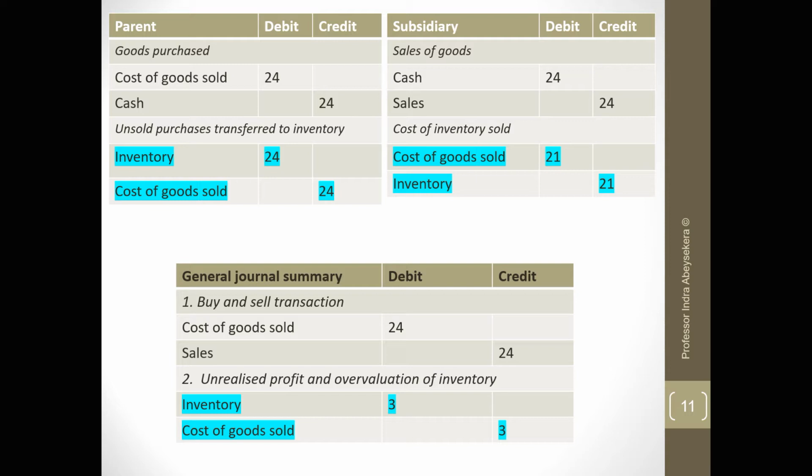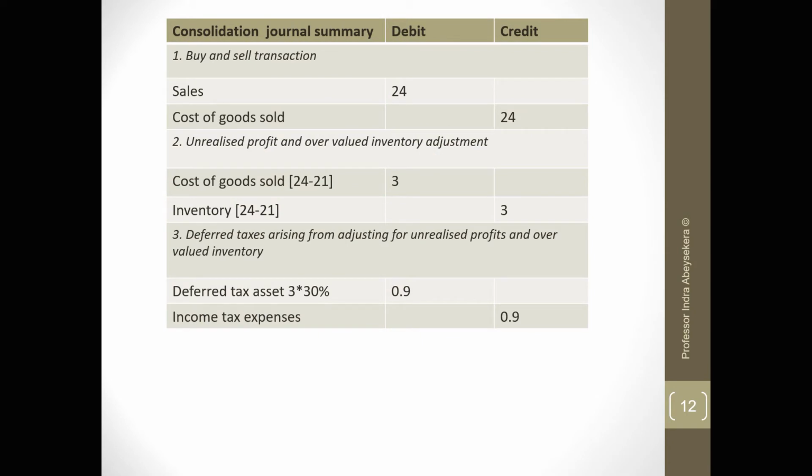These are the entries. So with debit sales 24 and credit cost of goods sold 24, and for the unrealized profit and overvaluation, we credit inventory 3 and debit cost of goods sold 3. So note that the unrealized profit is debited to cost of goods sold, as we can see from the general journal entries. Because inventory carrying value has decreased now, that becomes a deductible difference, and the deferred tax asset of that is 0.9, and the income tax expense is 0.9 credit.